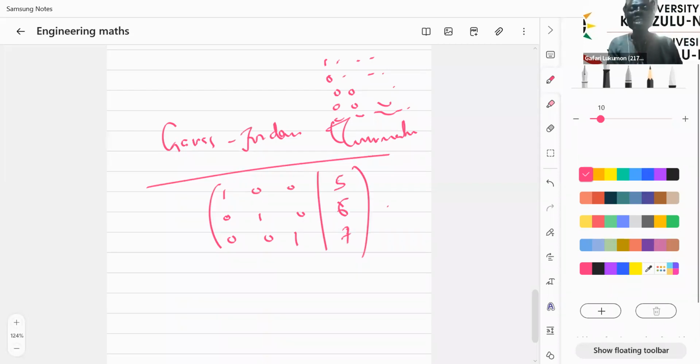The process of making your augmented matrix look like this is known as the Gauss Jordan elimination method. You reduce it so that you have 1 here and the rest are 0. You have 1, 0, 0, 0, 1, 0, 0, 0, 1. So at the end of the day, you can now say my X is equal to 7, my Y is equal to 6, and my Z is equal to 5. That's how you are going to be doing that.